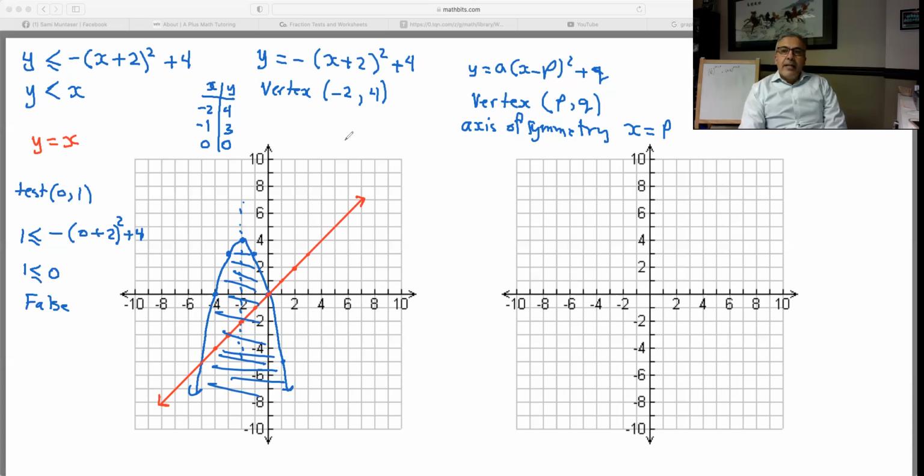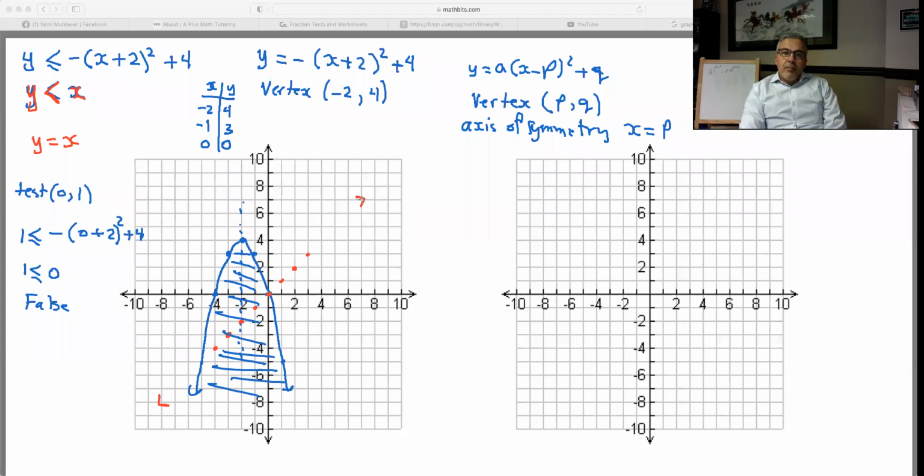Okay, and then I'm going to test the line as well. I'm just going to use red for the line. So you see that's a different graph: y is less than x. Did anybody notice a mistake that I made? This has to be a dotted line. If there's no equal sign with the inequality sign, it's not a solid line. It has to be a dotted line. So just make sure you remember that.